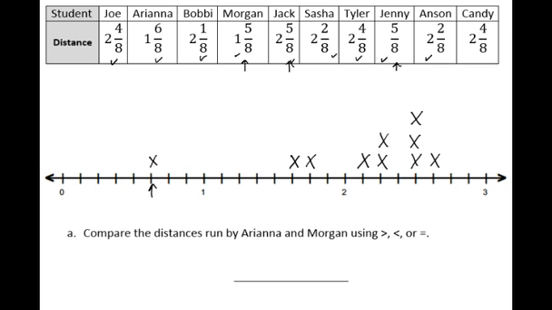The next question says, compare the distances run by Ariana and Morgan using greater than, less than, or equal to. So we'll find Ariana's distance, that's 1 6/8 miles, and then Morgan's distance is 1 5/8 miles. Well, they each ran 1 full mile, but since Ariana ran 6/8 compared to Morgan's 5/8, Ariana ran farther than Morgan, so 1 6/8 is greater than 1 5/8.